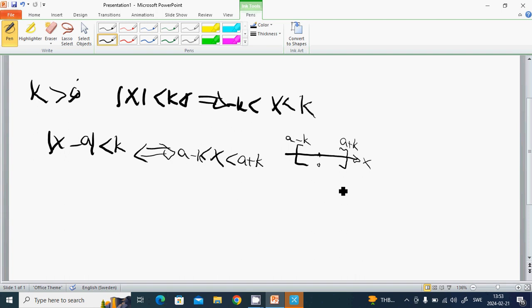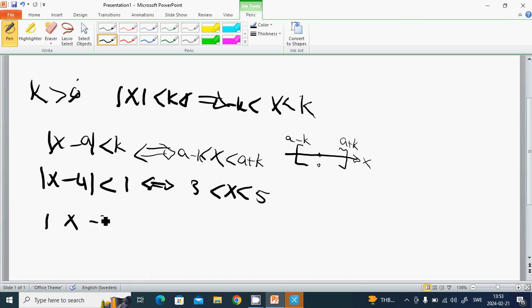We have examples. Absolute x minus 4 less than 1, then x is 4 minus 1 is 3 and 4 plus 1 is 5. And absolute x minus 2 less than 1 half, then x is 2 minus half is 1 half, 3 half, and 2 plus half is 5 divided by 2.